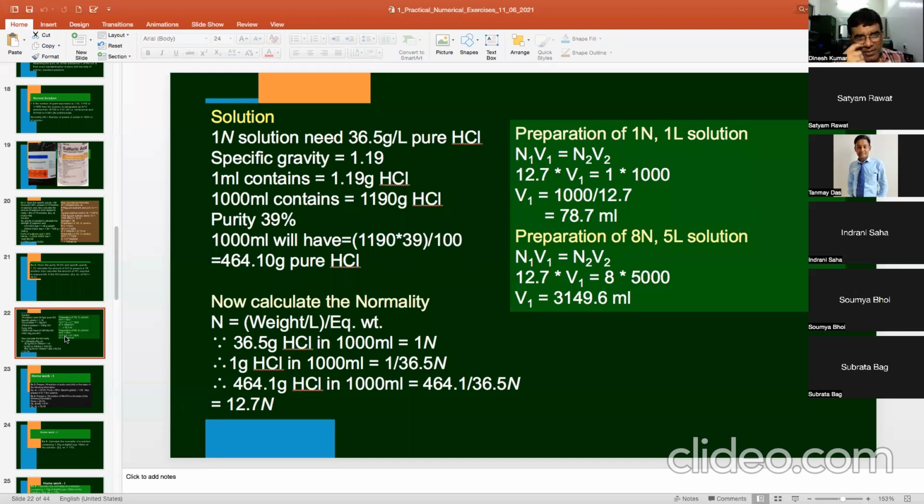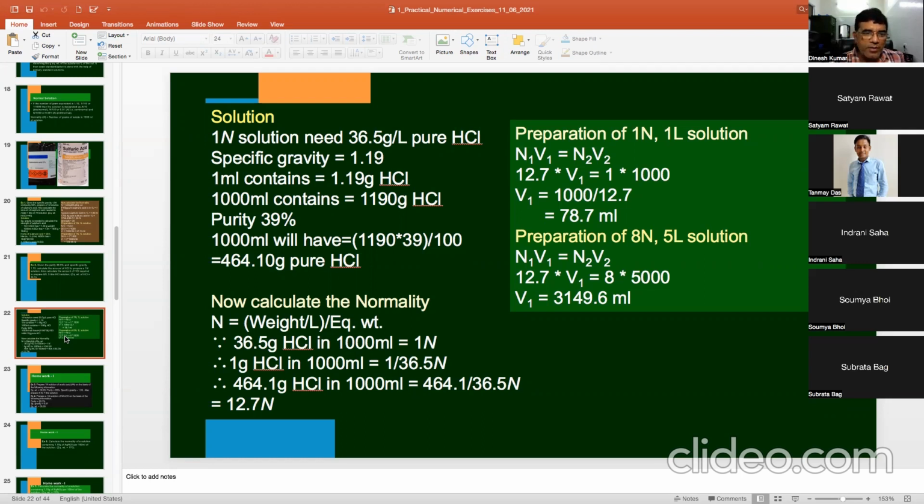One normal solution needs 36.5 gram per liter of pure acid. Specific gravity is 1.19. That means the weight of 1 ml volume of this acid is 1.19 gram. That means 1000 ml, 1 liter, contains 1190 gram of HCl. Purity is 39%, so you get 39% of it. So you get 464.1 gram of pure HCl.